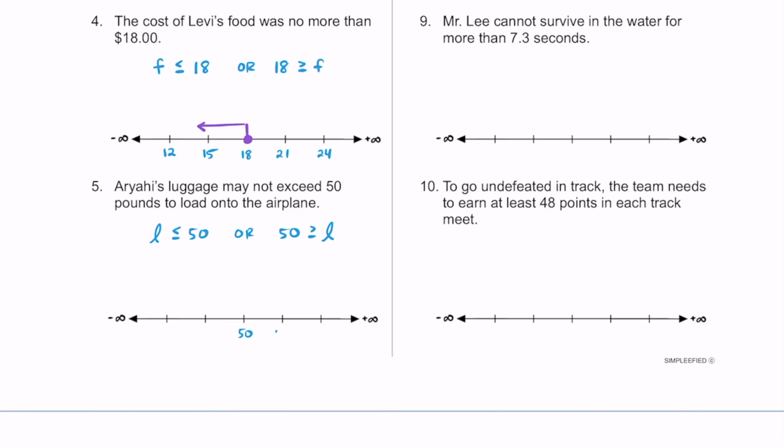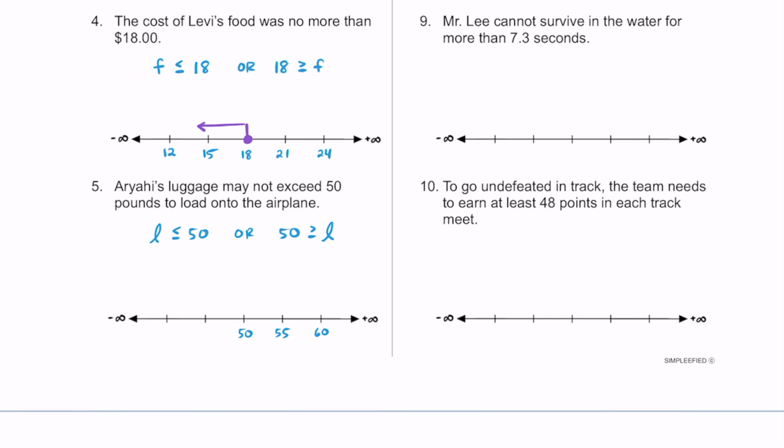I'm going to go by 5's here, so I'm going to make this 55 and 60. And I'm going to go by 5's going down, so that's 45 and 40. Now, if the luggage can weigh 50 pounds, we should put a closed circle on it because it includes it, and then we should go to the left because we're saying less than that is okay. All right. Notice again that if you write the variable on the left, like L is on the left here, then that's going to match the direction of this arrow here. So that kind of works nicely.